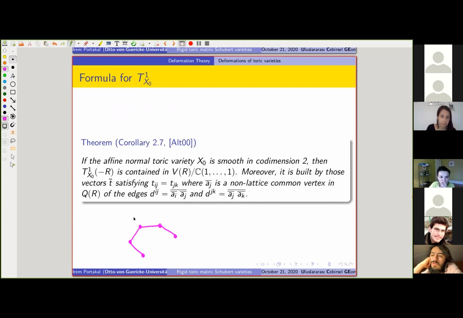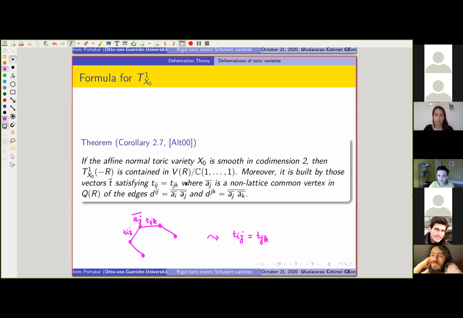If you have a vertex here, let's say a J, if it's a non-lattice common vertex of this edge here, Dij and Djk, if it's a non-lattice common vertex, then you could directly say that Tij is equal to Tjk in this V of R. So it's very combinatorial, but very technical.